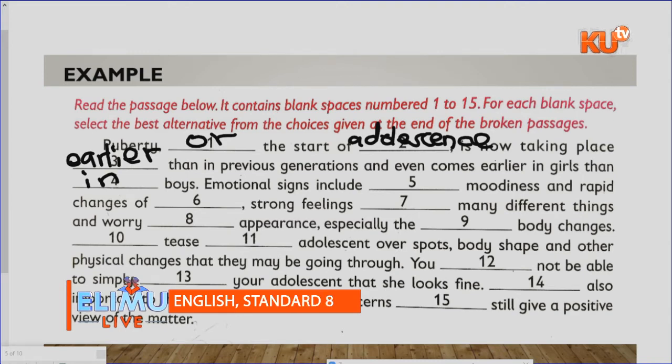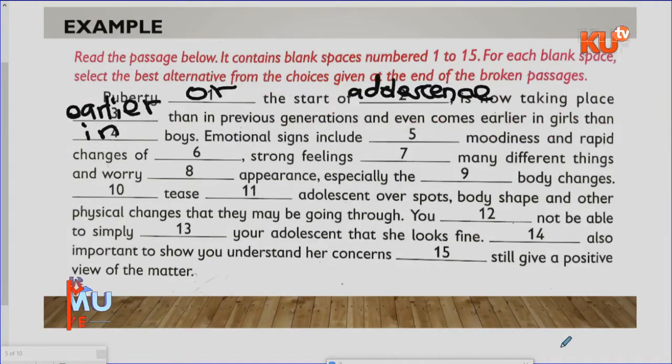You dash not be able to simply dash your adolescent that she looks fine. Dash also important to show you understand her concerns. Dash still give a positive view of the matter.